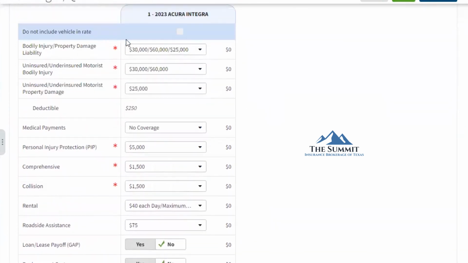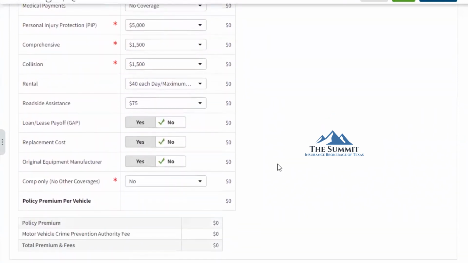These are going to be the common coverages in the auto insurance policy. So they're getting down into some of the additional coverages. This one in particular has a loan lease payoff, so gap insurance. Because this is a newer vehicle, it has replacement cost. So if you have like a 3 year newer vehicle, a lot of companies will offer replacement cost on that vehicle versus the actual cash value for some additional premium.